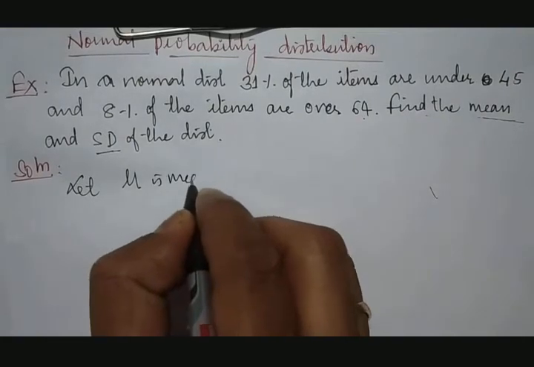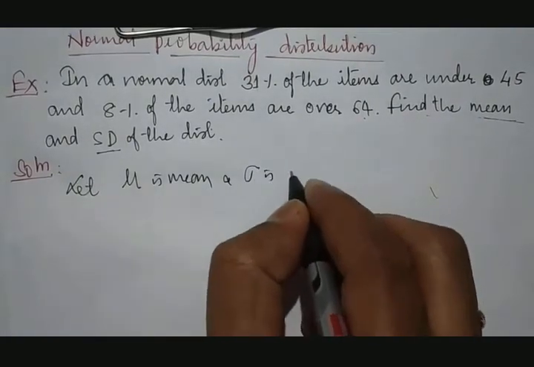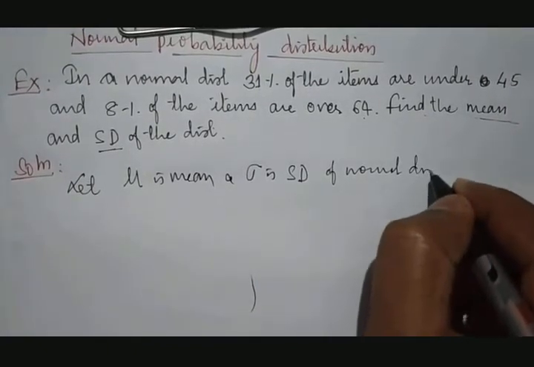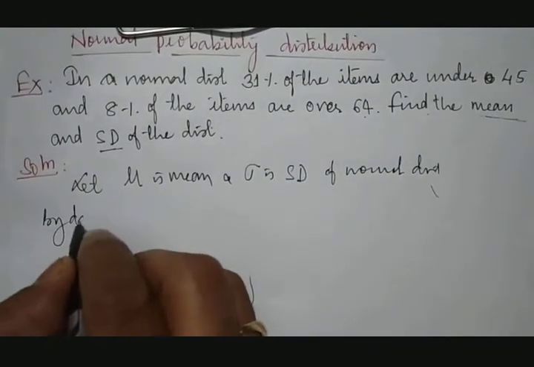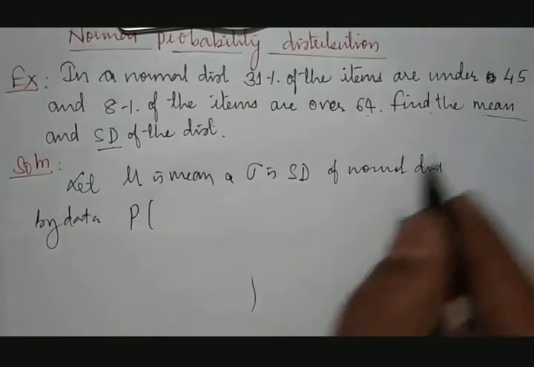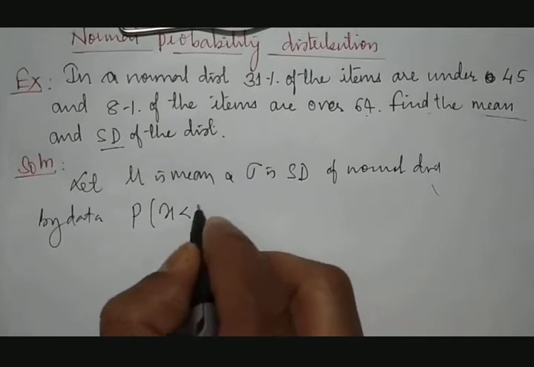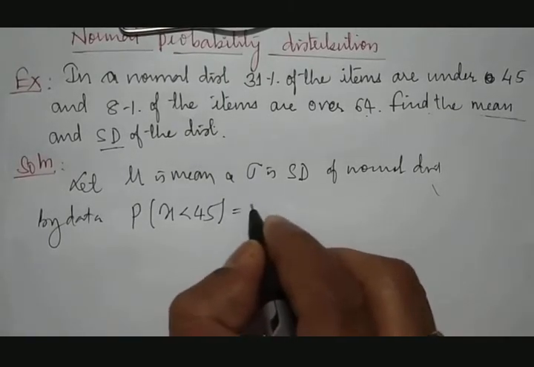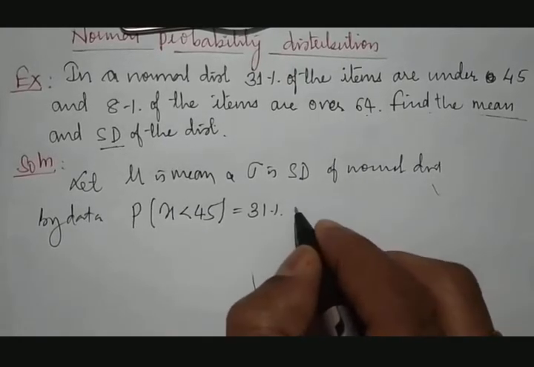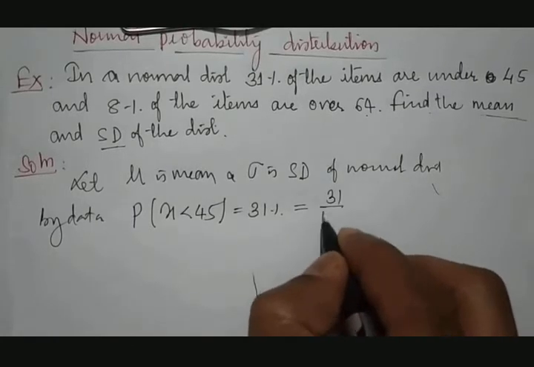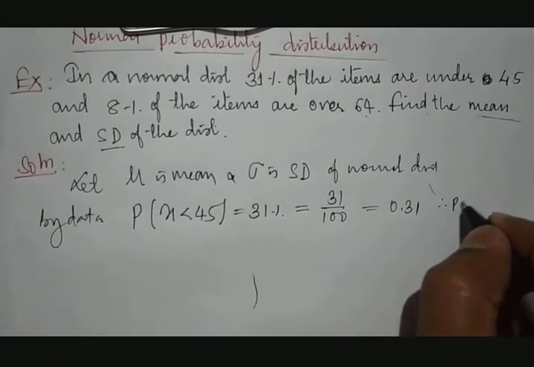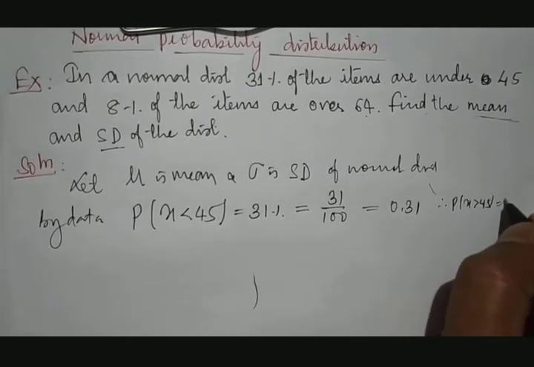For this, first we take mu as the mean and sigma as the standard deviation in a normal distribution. Then, from the data, what is given? Probability under 45 means: the probability of x less than 45 is given, that is 31%. 31% is nothing but 31 divided by 100, which is equal to 0.31. So the probability of x less than 45 is 0.31.